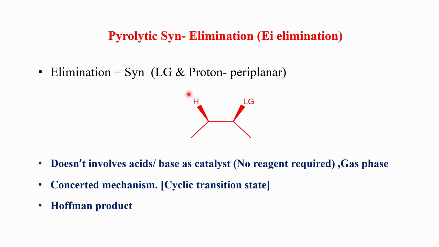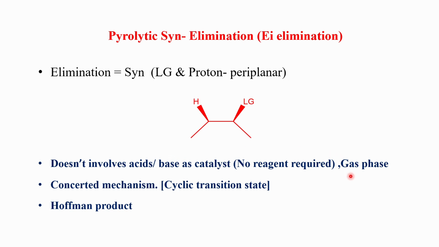You can see the leaving group and the proton on the beta carbon atom are oriented in syn periplanar conformation, and hence it is called pyrolytic syn elimination reaction. It takes place at high temperature, and it does not involve any acid or base catalyst, and occurs in the gas phase.